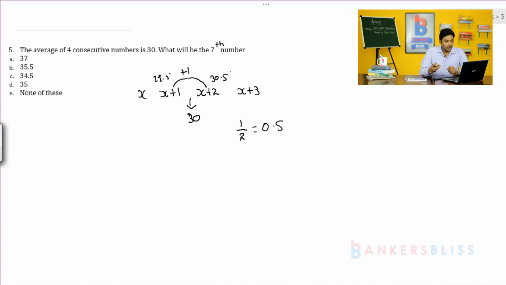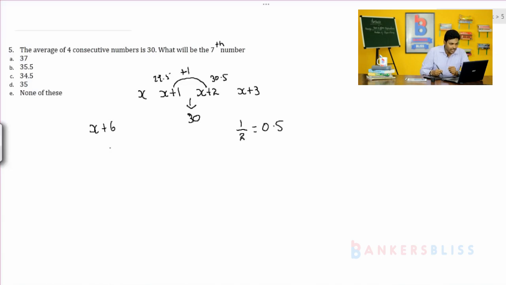So 28.5, 29.5, 30.5, 31.5, like this the series continues. The series is in AP. So I have to calculate the seventh number. x is the first number, x plus 1 is the second, x plus 2 is the third, x plus 3 is the fourth. Like that, I will get x plus 6 as the seventh number.